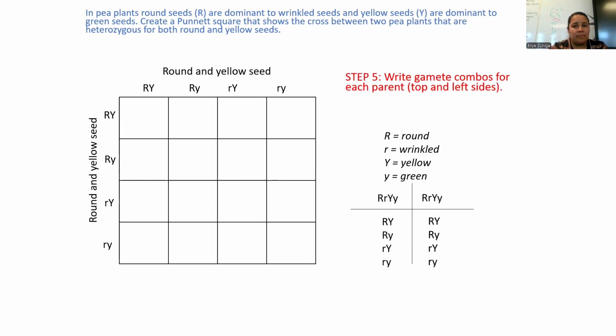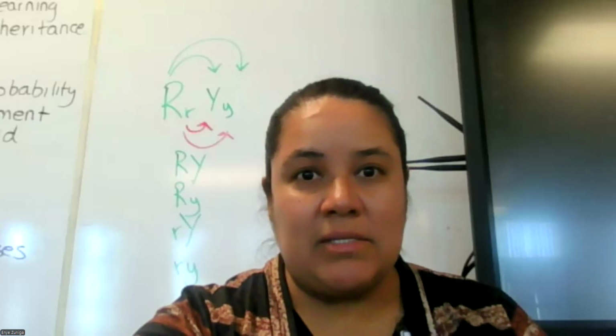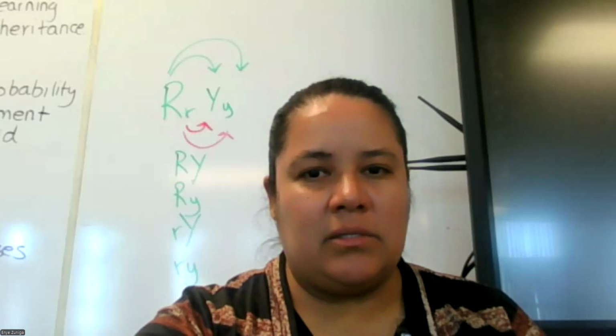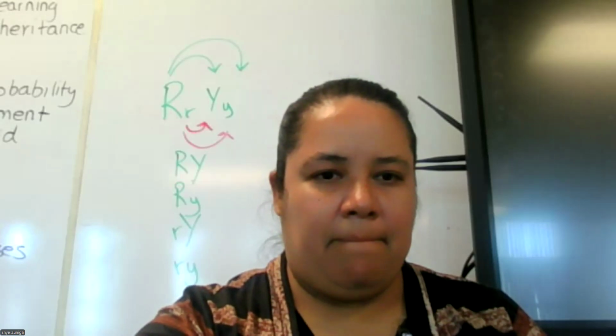Now, the next step is to start filling in the genotypes or the phenotypes for each. So each parent is going to donate 1 R and 1 Y, which means that the child will have 2 R's and 2 Y's. Okay, I'm going to stop sharing on the screen right now and go to the document camera so you guys can see what is happening there.